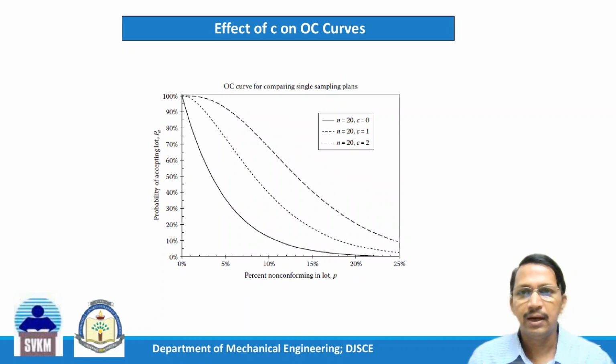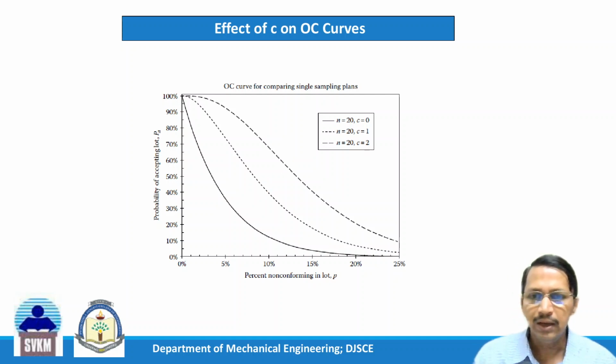Now this depicts the effect of C, that is the acceptance number, on the OC curve. Here we are not going to change the sample size. Sample size is 20 for all three curves. Only the acceptance number is changing. First case, this is the ideal line. This is the first case, acceptance number is 0. Here the acceptance number is 1 and here the acceptance number is 2.